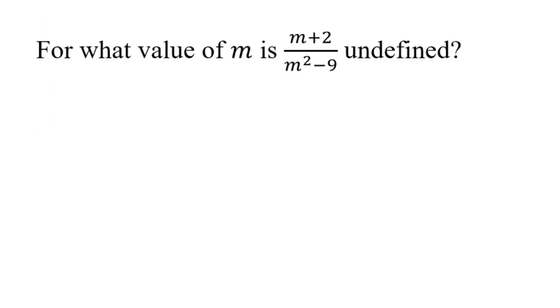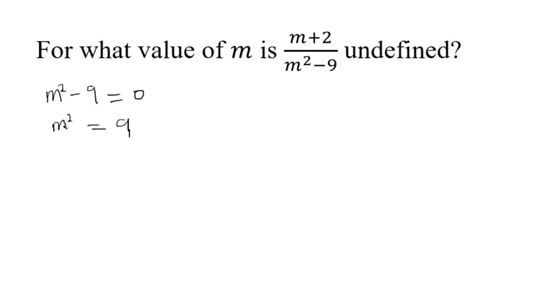It says, for what value of m is m plus 2 over m squared minus 9 undefined? So for an algebraic fraction to be undefined, the denominator should be equated to 0 and we solve for the value of the variable present. So the denominator is m squared minus 9, we equate it to 0. Then we have m squared being equal to 9. So the variable we want to find carries an exponent of 2.